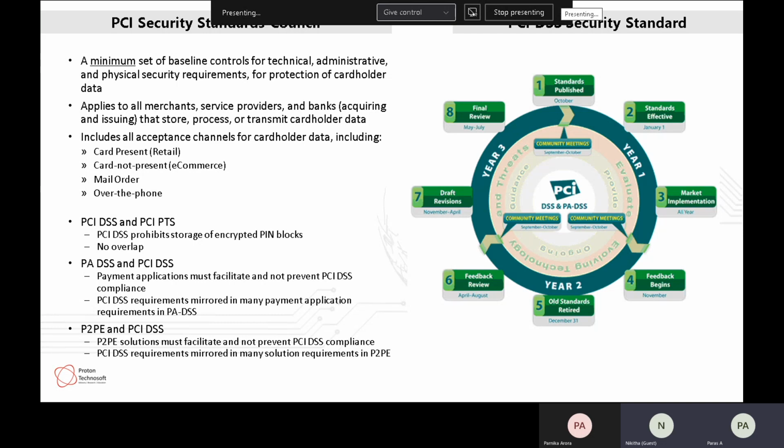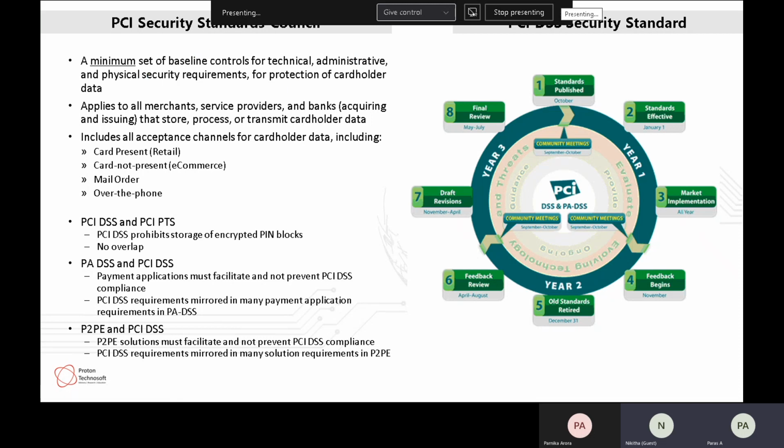There are certain controls which are subjective, but the majority of the controls defined in PCI are very objective in nature, very straightforward and very simple to understand. And it covers technical, administrative and physical security, all three requirements.